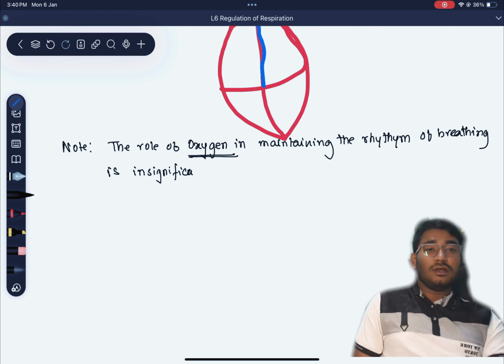Okay, so for today we would like to end here. What we have taught today: the transport of carbon dioxide, the nerval coordination and the chemical coordination, how the breathing is regulated in our body. So you can take it as a note, and if you do not understand anything after this, just leave a comment. I will give short videos on that also.